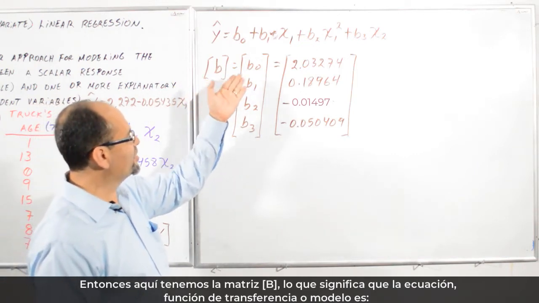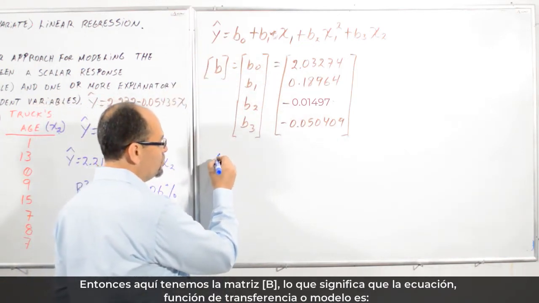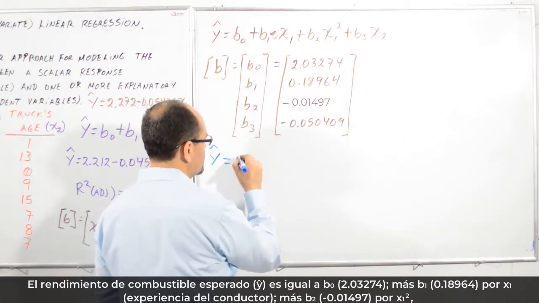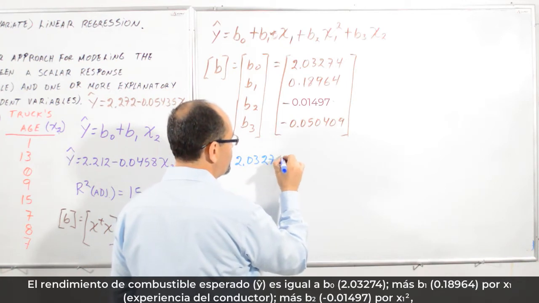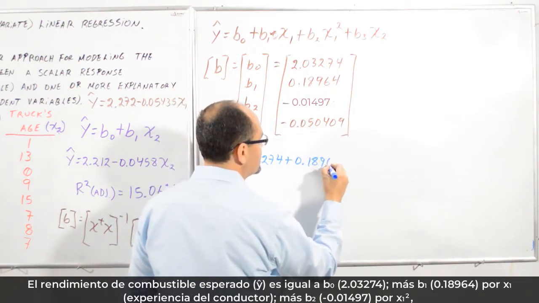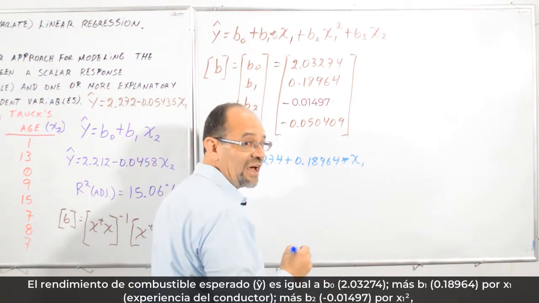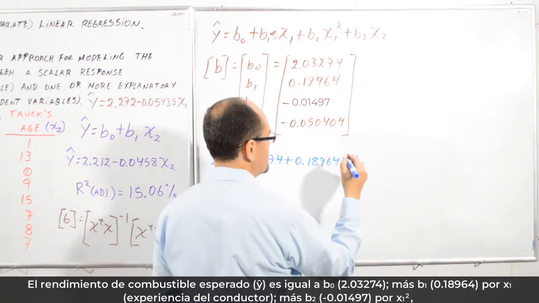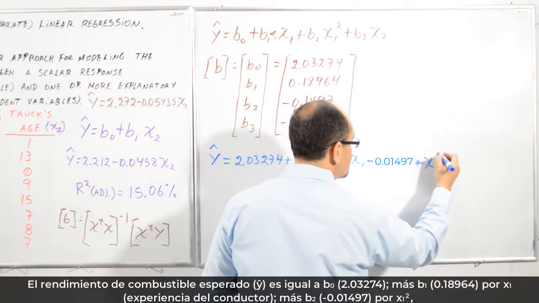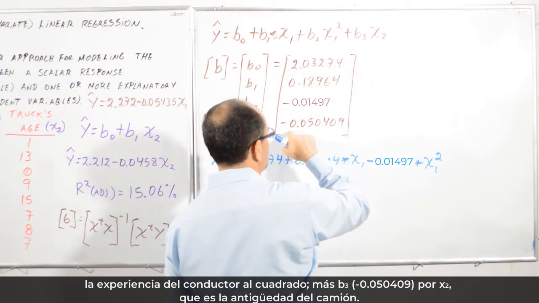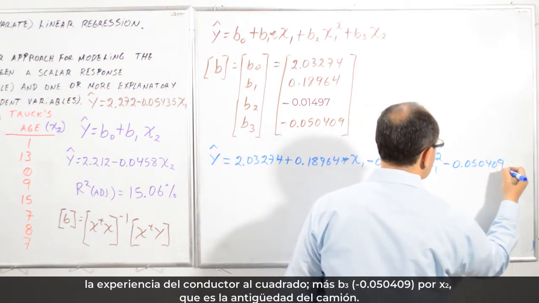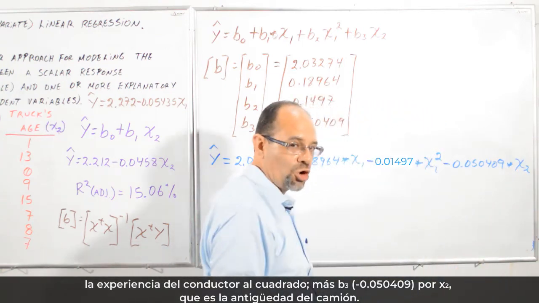Okay, we have here matrix B, which means that the equation, the transfer function, the model, is: expected fuel efficiency is equal to B0, 2.03274, plus B1, 0.19664 times X1, which is driver's experience, plus B2, which is minus 0.1497 times driver's experience squared, plus B3, which is minus 0.05040 times X2, which is the age of the truck.